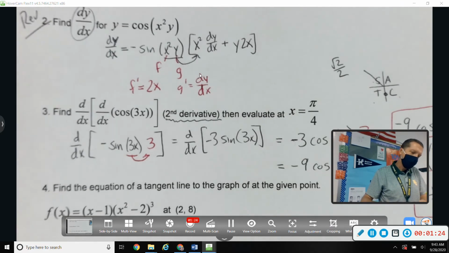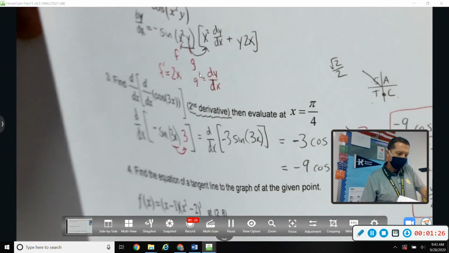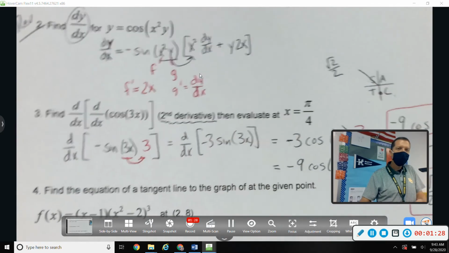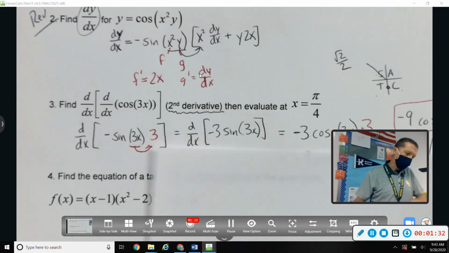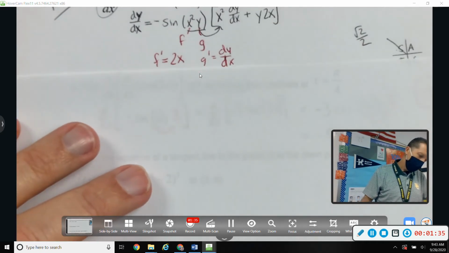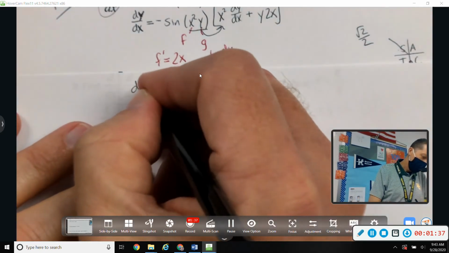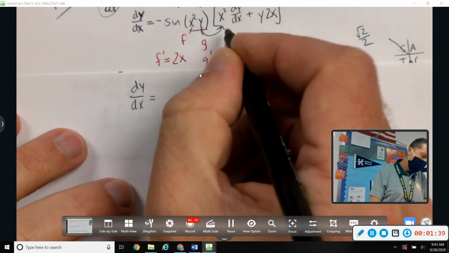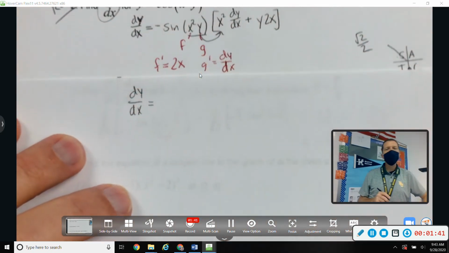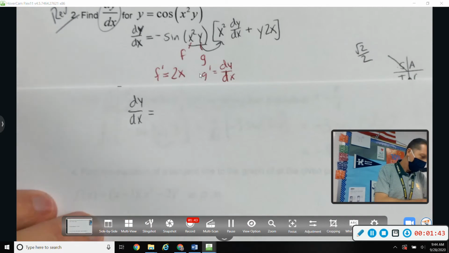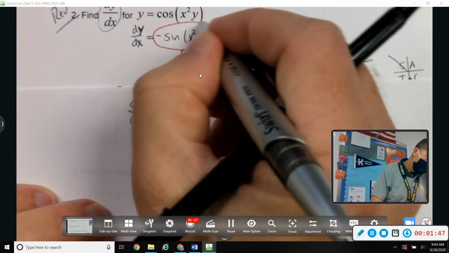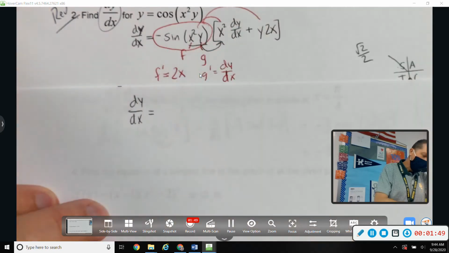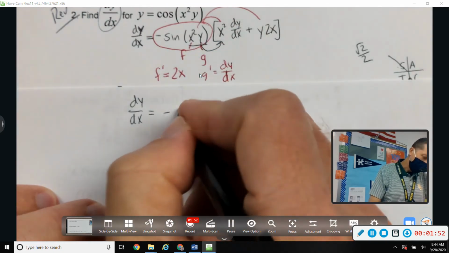I may need to go to a separate sheet of paper for this, because at this point my calculus is done, but there is algebra in my future. So dy dx, because there's two terms with dy dx, so I think I need to distribute this negative sign so that I can get dy dx by itself.